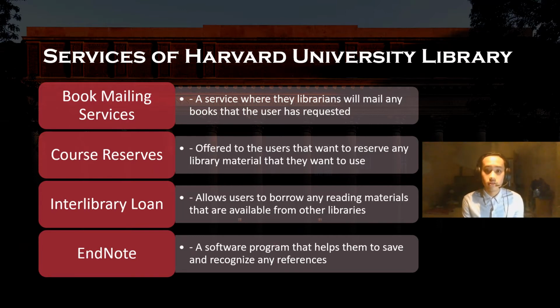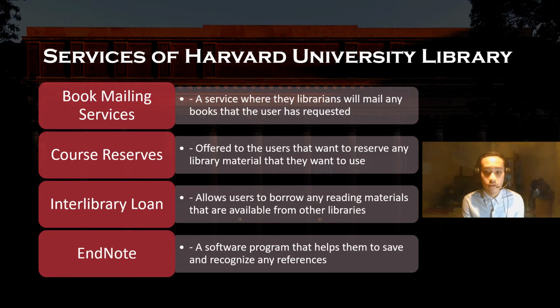Okay, so the next slide is the services of Harvard University Library. The services Harvard University Library offers for their students and staff are book mailing services, course reserves, interlibrary loan, and a note. For book mailing services, it is a service where the librarians will mail any books that the user has requested. For course reserves, it is a service offered for users who want to reserve any books or library materials that they want to use for their classes. Besides that, Harvard University Library also offers an interlibrary loan, where it allows users to borrow any reading materials that are available from other libraries.